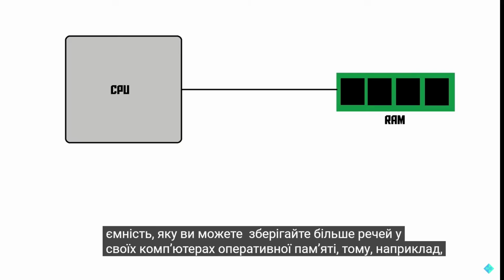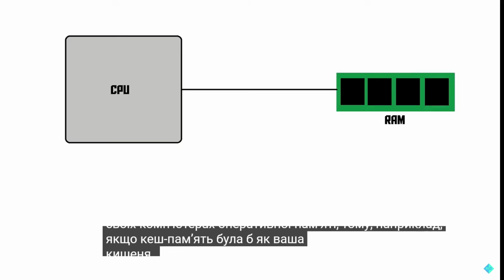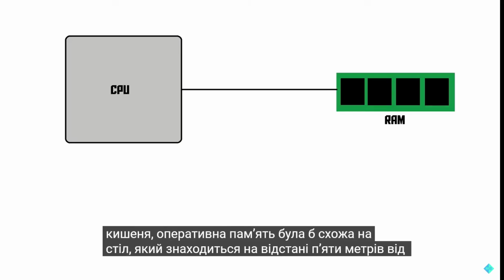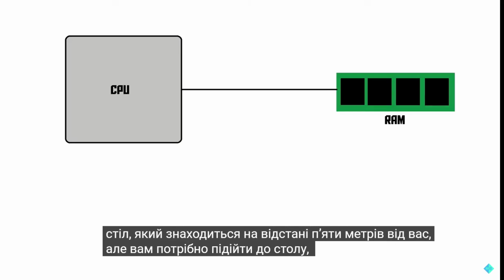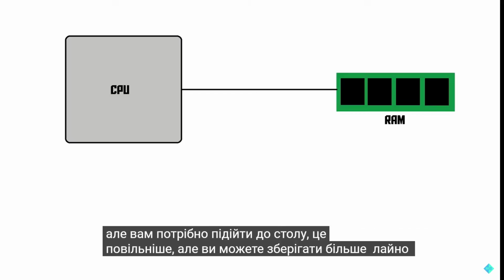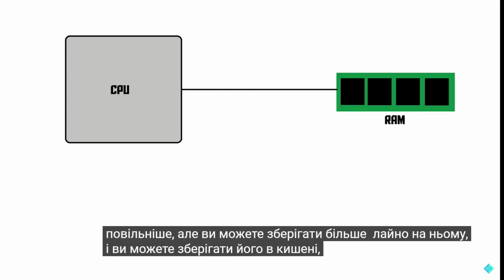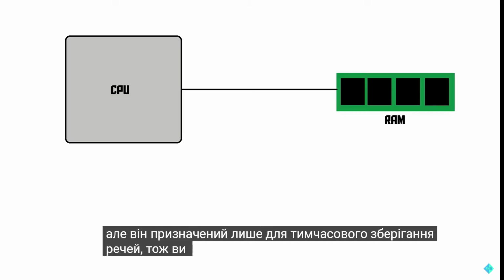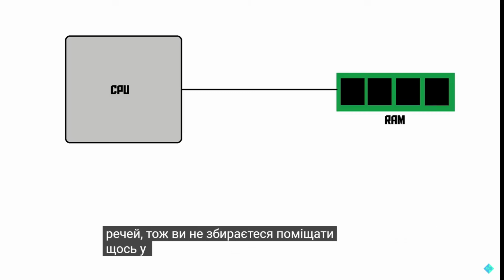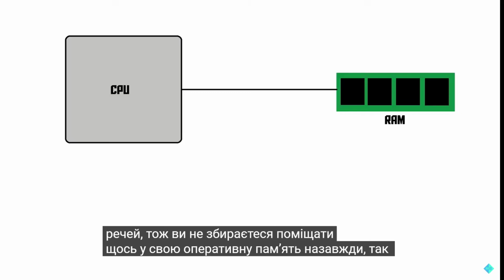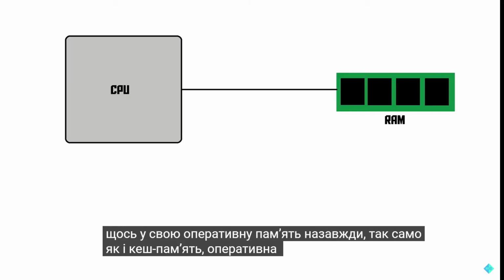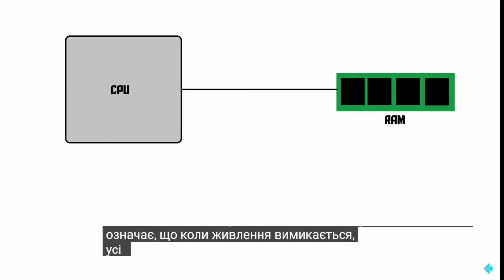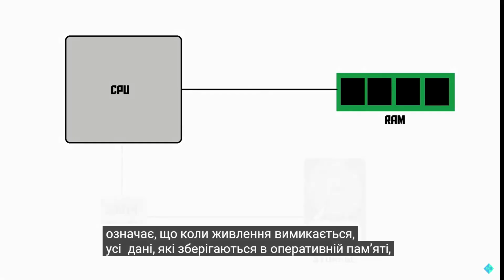So, for example, if the cache memory would be like your pocket, the RAM memory would be like a table that is 5 meters away from you. When you have to walk to the table, it's slower, but you can store more stuff on it than you can store in your pocket. Still, it's only for temporarily storing things, so you're not going to put something in your RAM forever. Also, just like cache memory, RAM is volatile, which means that when the power is turned off, all the data that is in the RAM is lost.